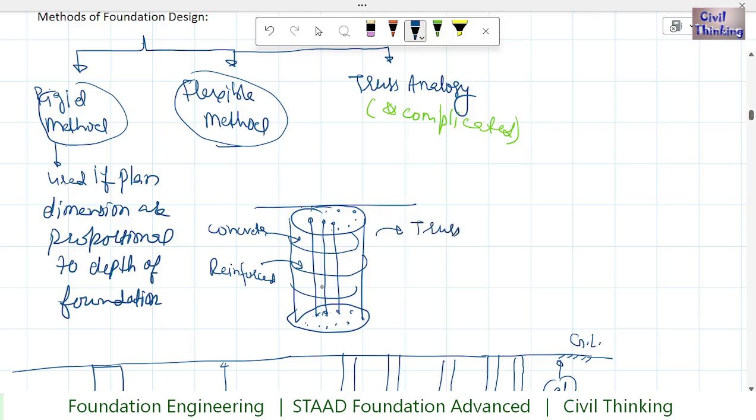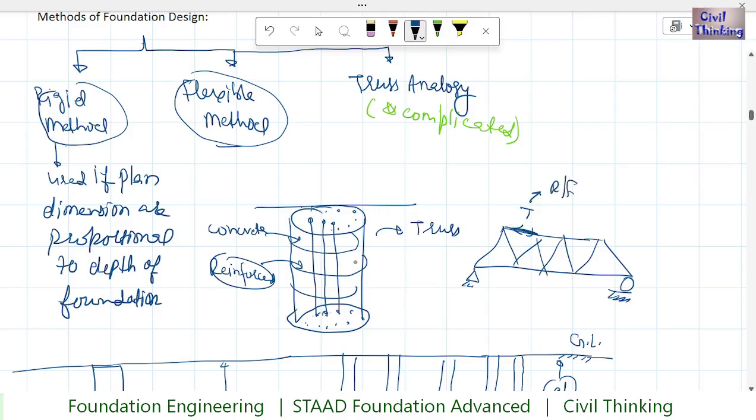We assume it is like a truss, although it is not a truss, but we treat it as a kind of virtual truss. When you look at some typical trusses, we have tensile members and we have compression members, right? If this is a tensile member, it represents the reinforcement of the foundation. And this one, the compression member, represents the concrete. So the tensile members represent the reinforcement of this foundation, and the compressive members represent the concrete of this foundation.